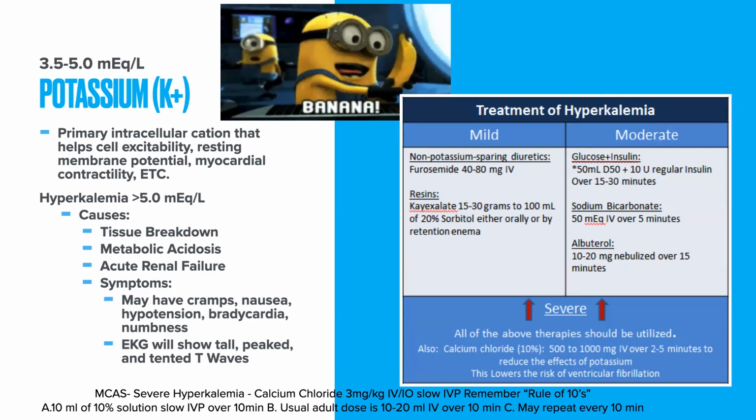We just talked about sodium and we're going to talk about potassium really quick. Just like sodium, potassium is just as important, right? It can cause death. It's pretty severe, as we have a narrow window with potassium: 3.5 to 5 milliequivalents per liter. Just like sodium, it's a primary intracellular cation that helps cell excitability, resting membrane potential, myocardial contractility, etc. So again, this is helping with muscle contraction, right?